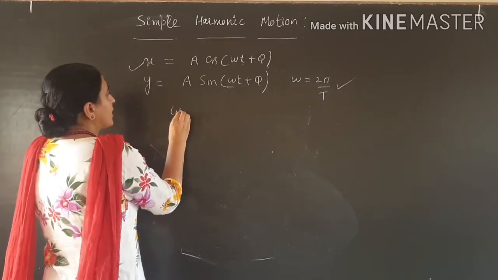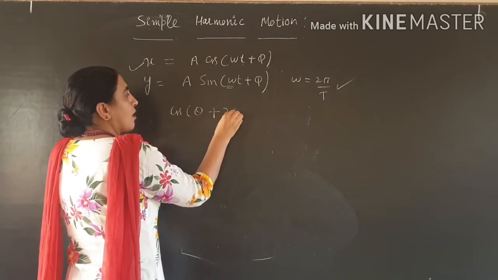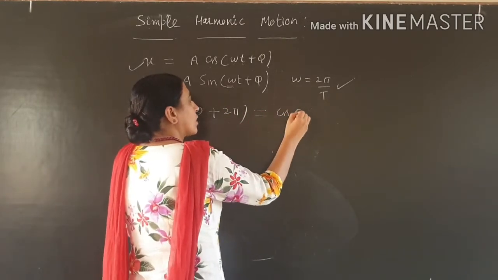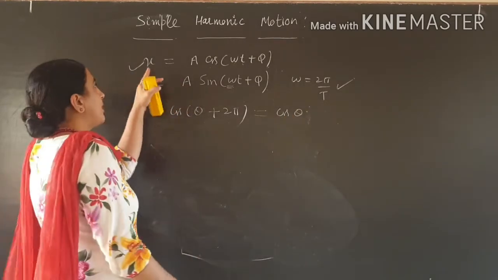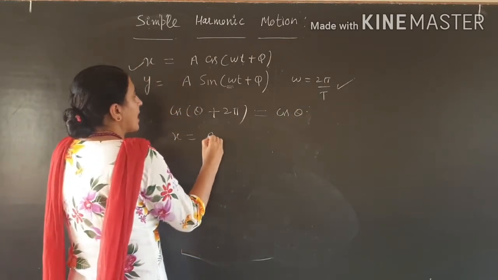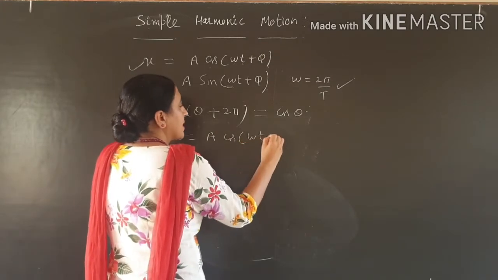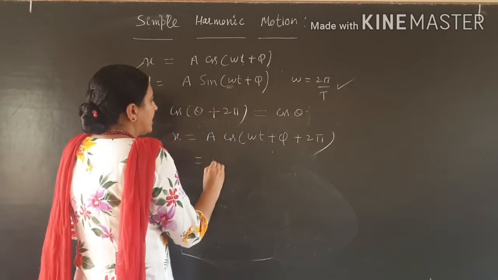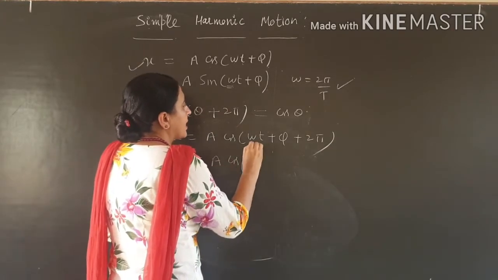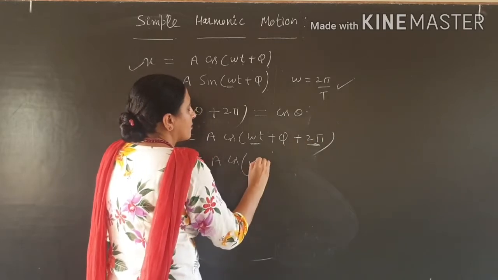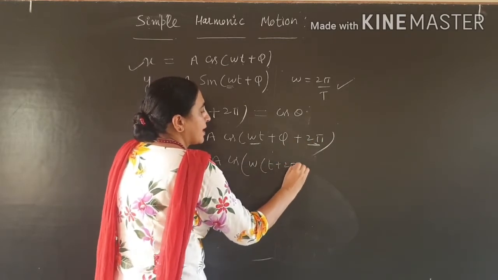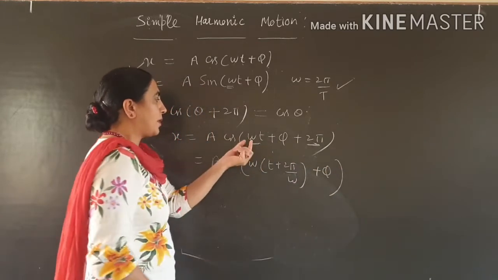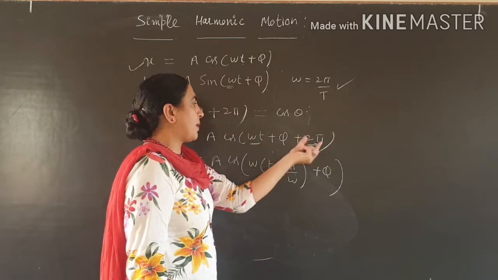So we know that when we add 2 pi to the angle theta of a cos function, it doesn't affect it, it is equal to cos theta. So when we write x is equal to a cos of omega t plus phi and add 2 pi here, taking omega common from these two terms, 2 pi and omega t, we get omega times t plus 2 pi by omega, plus phi as it is.